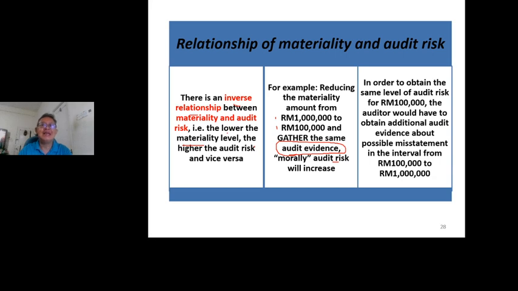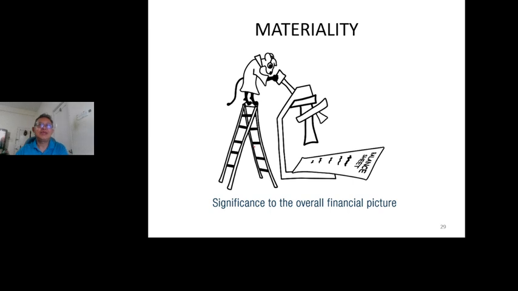Okay, I hope you get that clear in terms of what materiality is about. Okay, this is what materiality is: significant to the overall financial picture. You can see how significant, how important this particular part is. Okay, to whom? To the auditor as well as to the financial statement user. Okay, how significant is that amount?